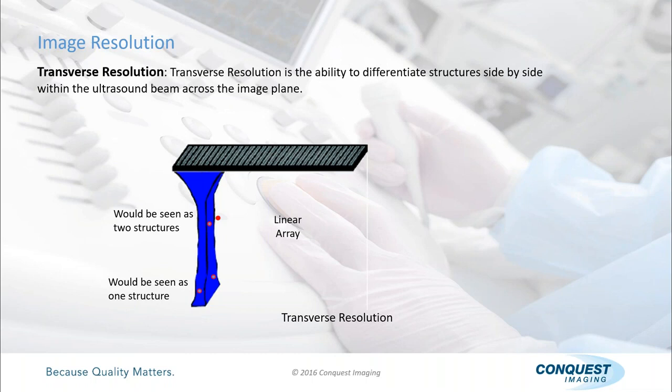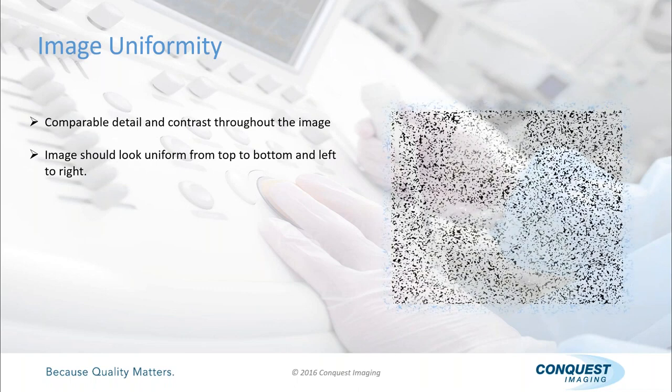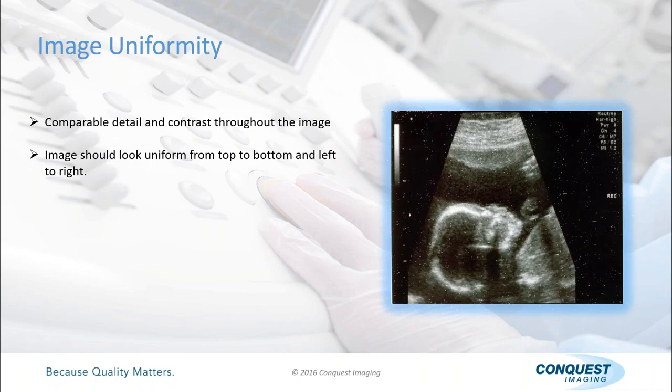Transverse resolution. So image uniformity: we want to talk about comparable detail and contrast throughout the image. It should not look different from top to bottom, left to right. And again, we're talking about the image area only. We wouldn't want it dark on the sides so that we couldn't see the object the same as it was in the middle.